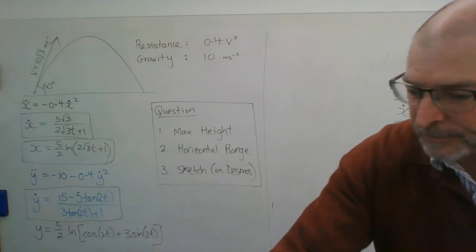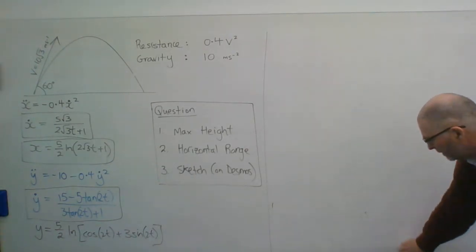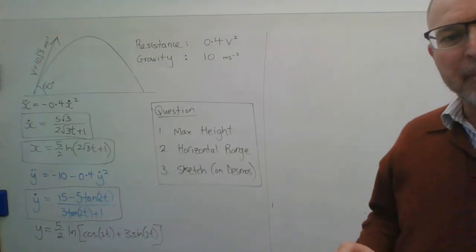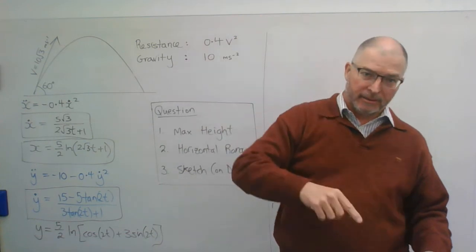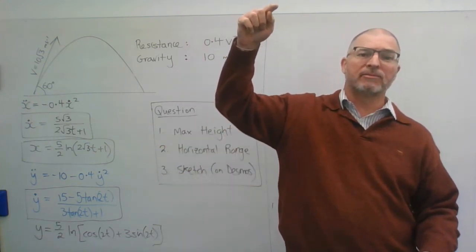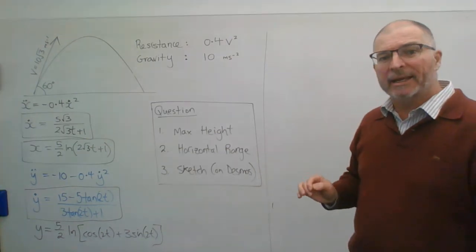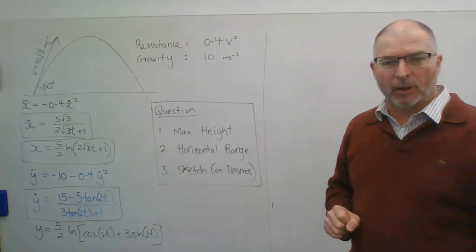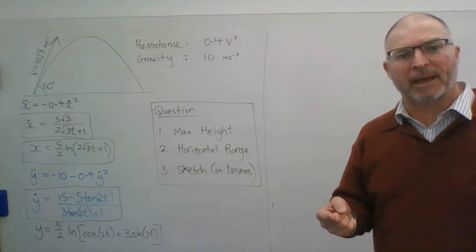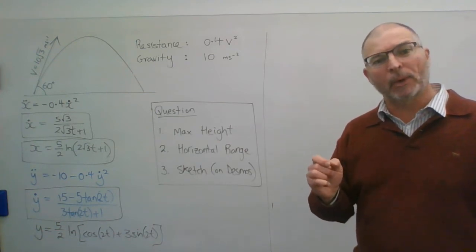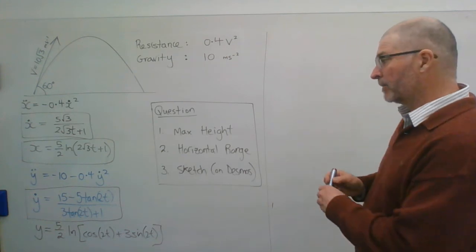So the first question is, what's the maximum height? And the maximum height happens when it's got to the top of its flight, right? At the top of its flight, it stops vertically. It goes up, stops, and comes back down. So when the vertical velocity is 0, that's going to give us the time when we get the maximum height. Once we know that time, we can put it into the vertical displacement and work out what that height is.